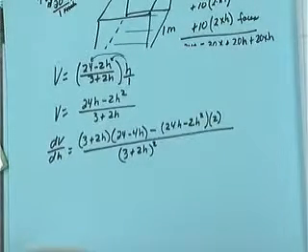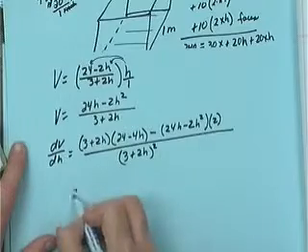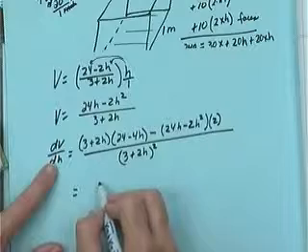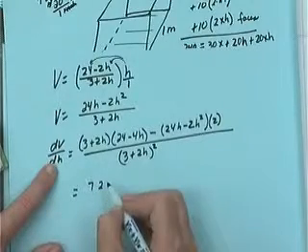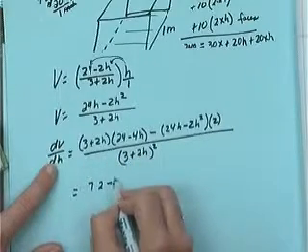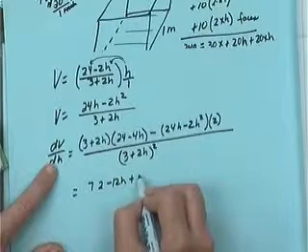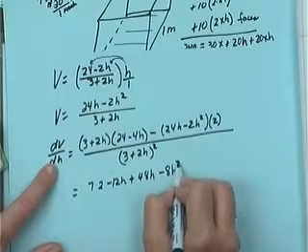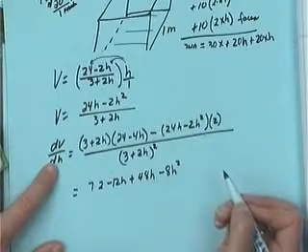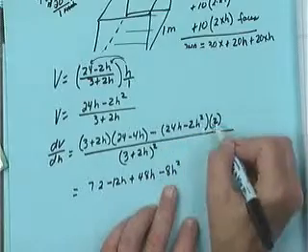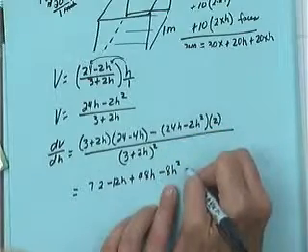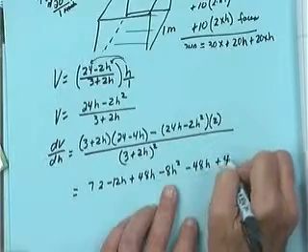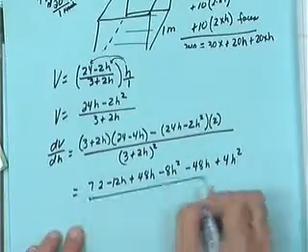Do you see any common factors? I don't see any common factors. So it looks like we need to distribute here. So 3 times 24, check my arithmetic, that's 72 minus 12h plus 48h minus 8h squared. And I'm going to distribute my negative with the 2 at the same time, so that's going to be minus 48h plus 4h squared.